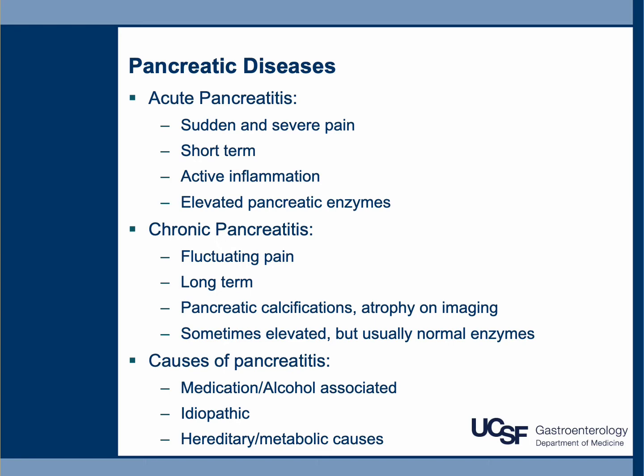Chronic pancreatitis, on the other hand, is diagnosed when the patient is having fluctuating abdominal pain over a longer period of time. These patients do not always have an elevated lipase or amylase level, and actually generally they're normal. Additionally, imaging is more suggestive of a chronic process with findings of calcifications or atrophy on imaging. Causes of pancreatitis include medications, alcohol, hereditary or metabolic causes, and pancreatitis can also be idiopathic.